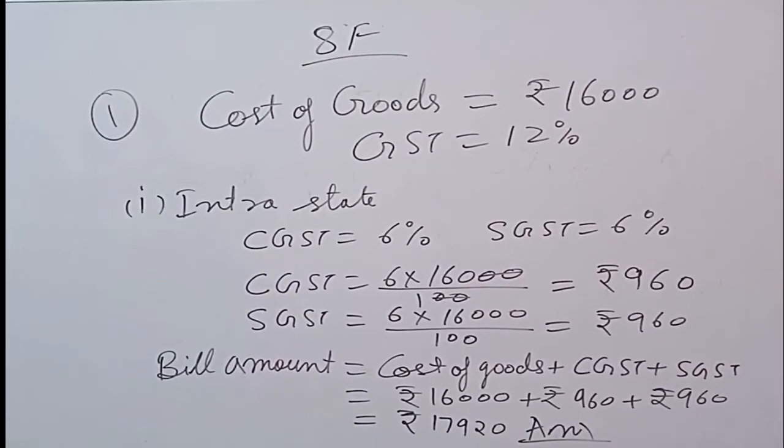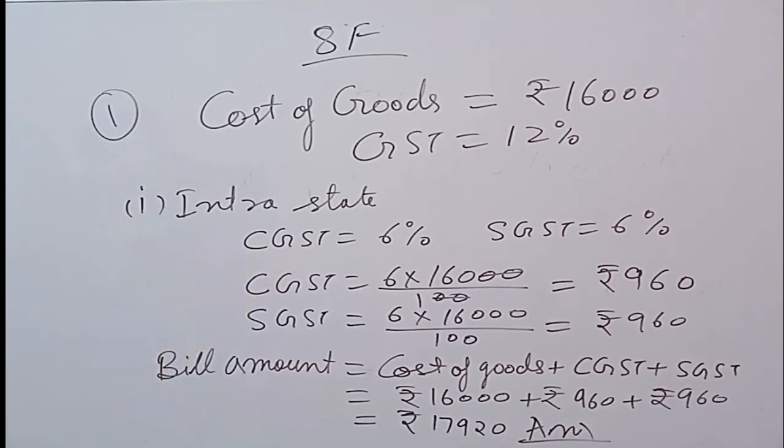Children, I am taking question number 1 from exercise 8F. In that we have to find out the bill amount whenever the goods are supplied intrastate and whenever the goods are supplied interstate. First write down the cost of goods, that is given as 16,000, and the GST percent is given as 12%. I am taking the first part, intrastate, that means supplying within the state. So within the state we have to calculate the GST in two ways, CGST and SGST. Half of the total GST, 6% for CGST and 6% for SGST.